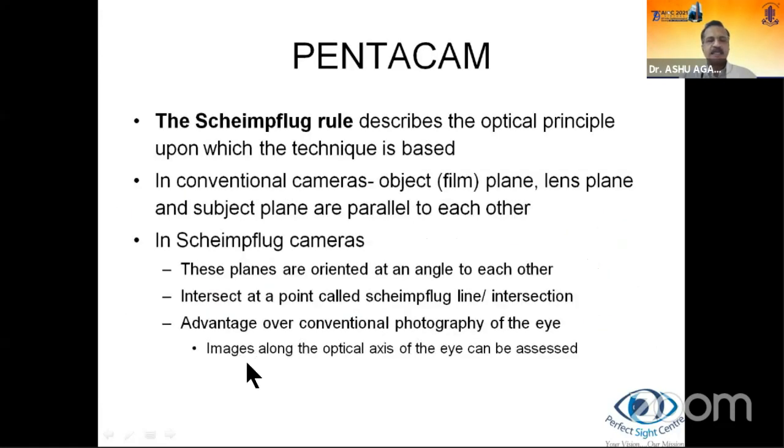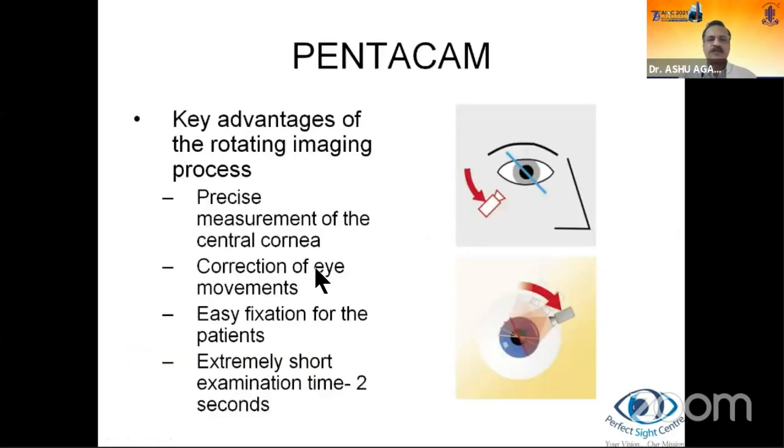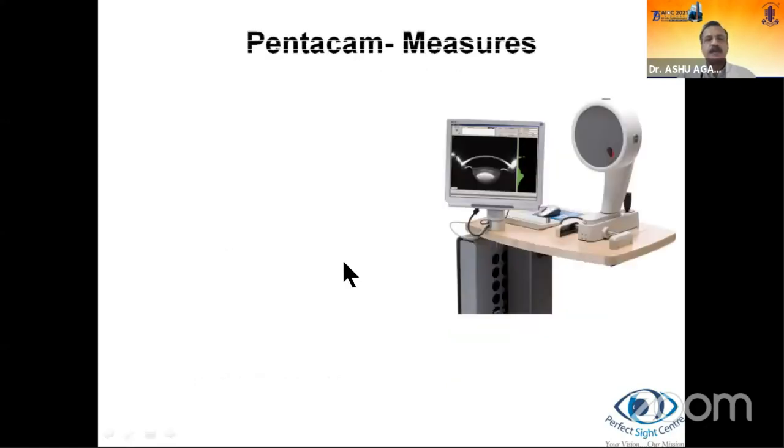And the advantage is that images along the optical axis of the eye can be assessed too, which was a big disadvantage with the Placido-based topographers. So these systems give us precise measurement of the central cornea, and correction of eye movements is there. There's very easy fixation of target for the patients, and the acquisition time is extremely short. In 2 seconds, you get a lot of data.